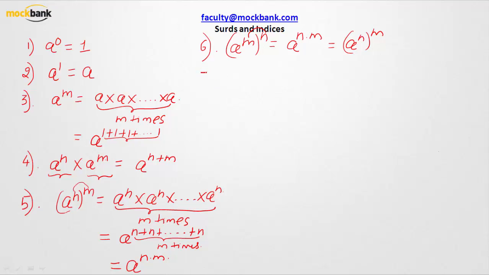Alright, let us write down the seventh rule. What if I have got a into b whole to the power n?